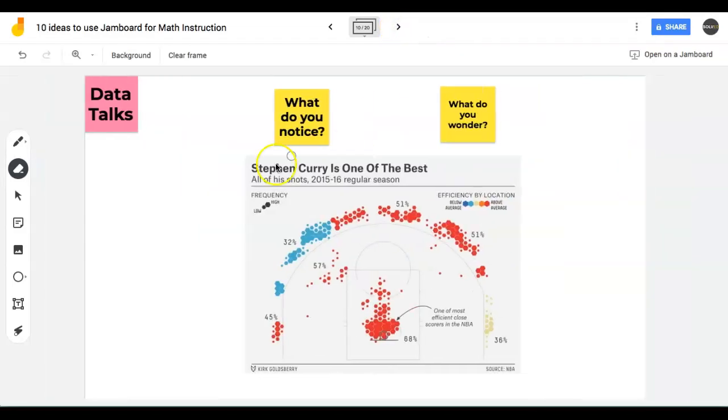It could be done with simple graphs, but it could also be done with higher level graphs. In the description, I have provided a link with a compilation of graphs created by the New York Times, which can aid you in making data talks during instruction.